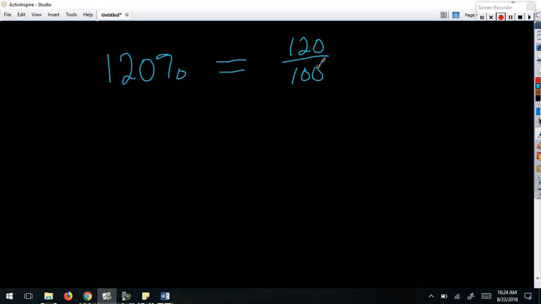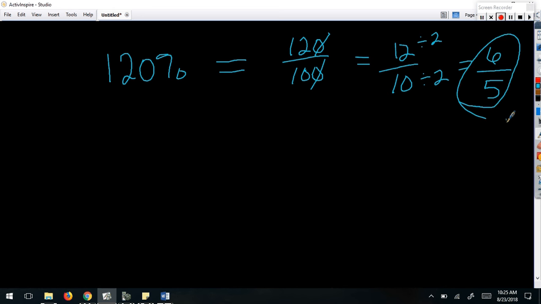All right, girls. All right, so look. I definitely have the 0 thing going on, right? Yes, ma'am. I can knock a 0 off. So I get 12 over 10. What can I do now? Divide by 2. So I get 6 over 5. So 120% is the same thing as 6 over 5. Does that sound easy? Makes sense?